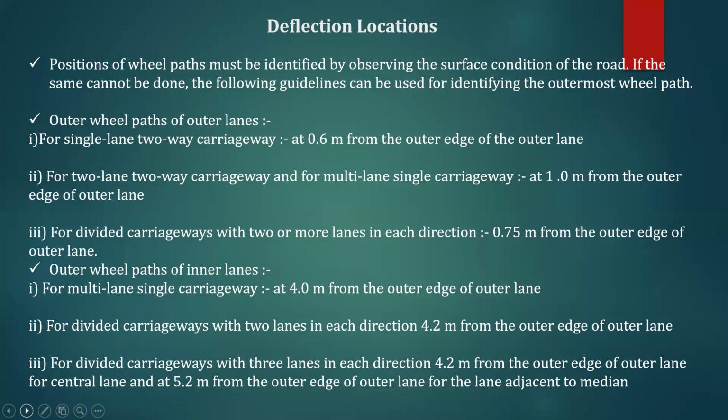For divided carriageways with 2 or more lanes in each direction, it is 0.75 meter, that is 750 mm, from the outer edge of the outer lane. Sometimes we need to conduct the falling weight deflectometer test on inner lanes also, based on the failures we observe, so the outer wheel path of the inner lane. For a multi-lane single carriageway it is 4 meters from the outer edge of the outer lane. Similarly, for divided carriageways with 2 lanes in each direction, it is 4.2 meters from the outer edge of the outer lane. So you can follow these guidelines.